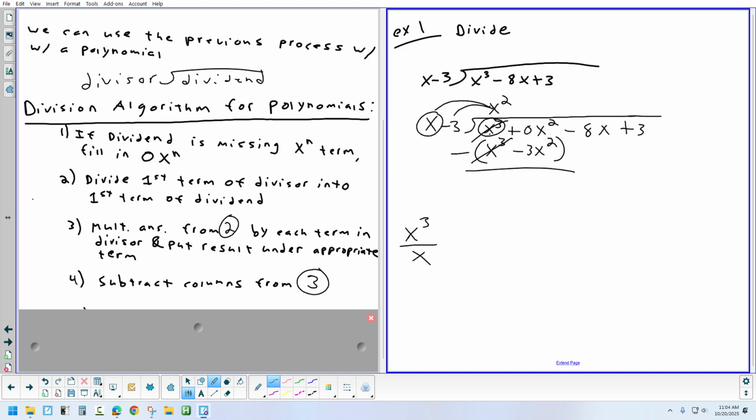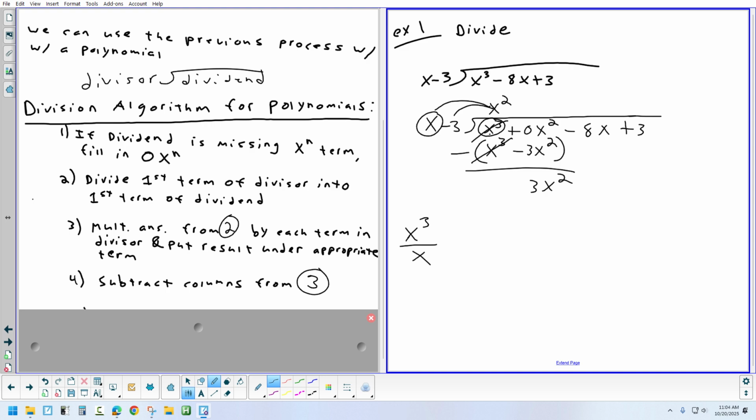Just negative 3x squared? Careful. Think of it as 0 minus negative 3. 0 minus 3 would be negative 3, but this is 0 minus minus 3. Oh, so this is 3. Yeah, so this is going to be 3x squared.